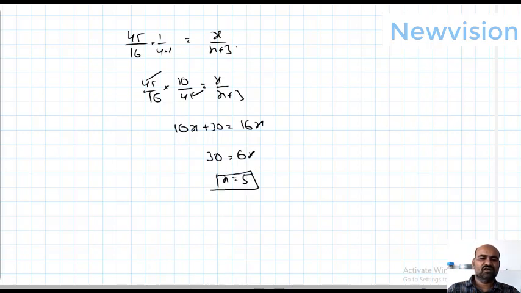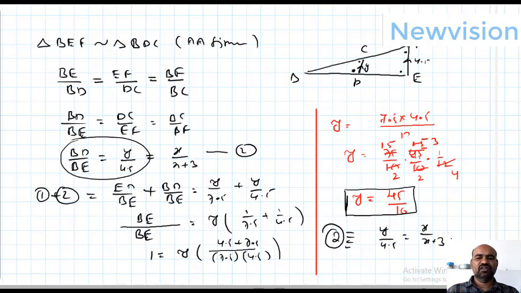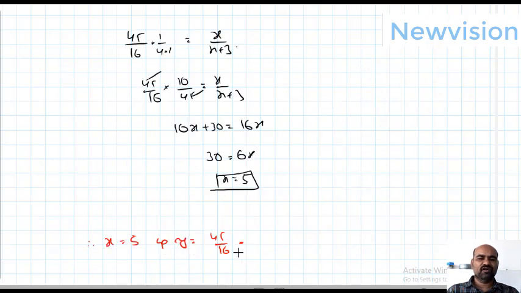Therefore, now I want to conclude: X equals 5 and Y equals 45 by 16. These are the required values. Students, once again listen. In the given diagram, AB parallel to CD parallel to BE, AB equal to 7.5, DC equal to y centimeters, EF equal to 4.5 centimeters, DC equal to x centimeters. Calculate the values of x and y. Now I got the x and y values here.